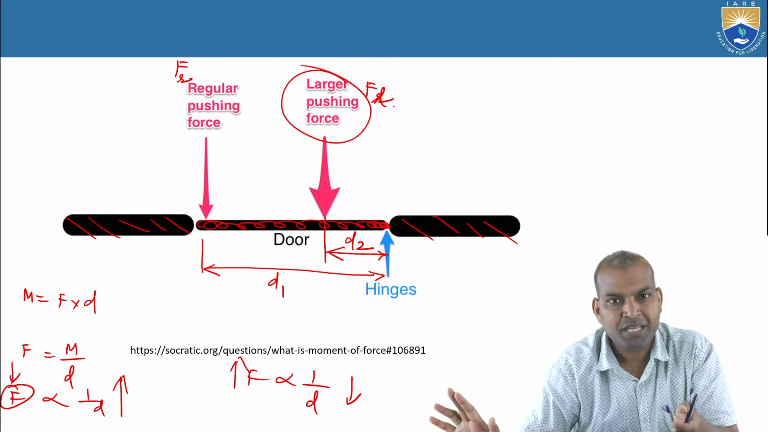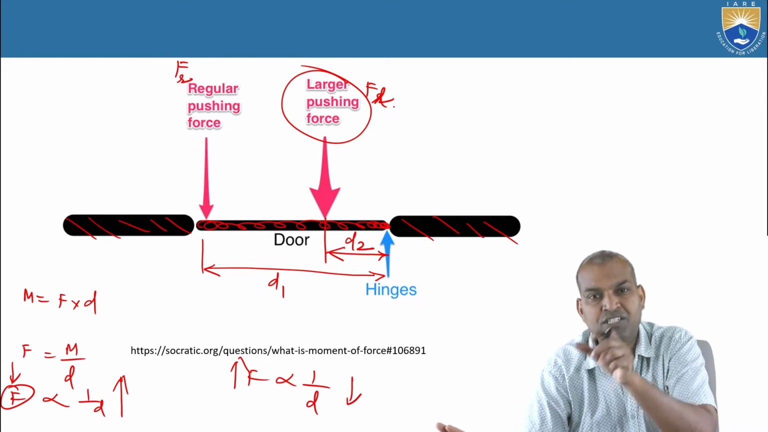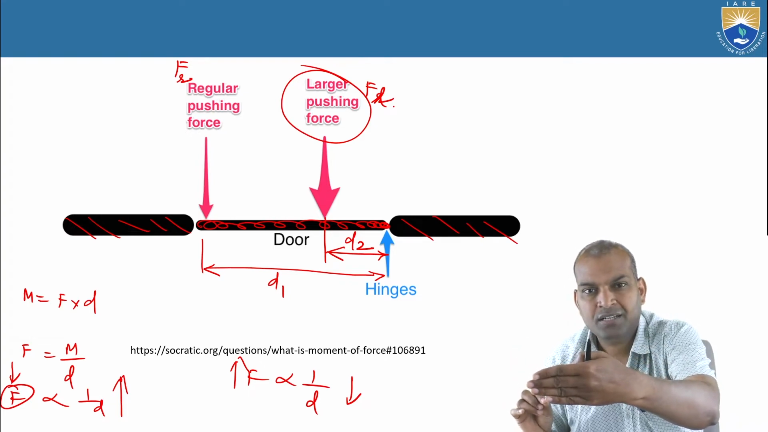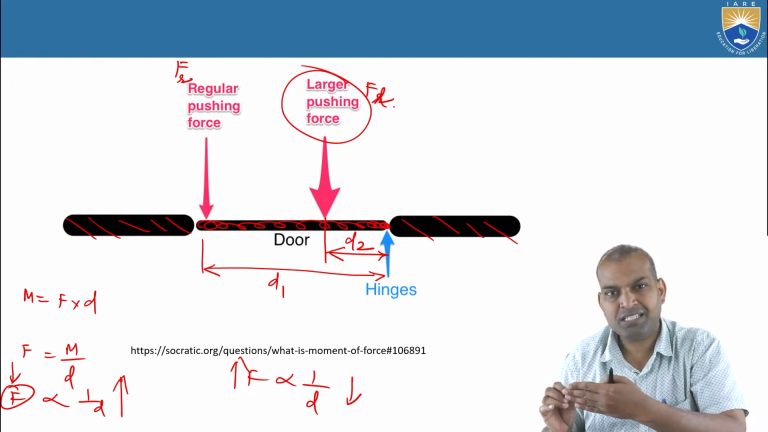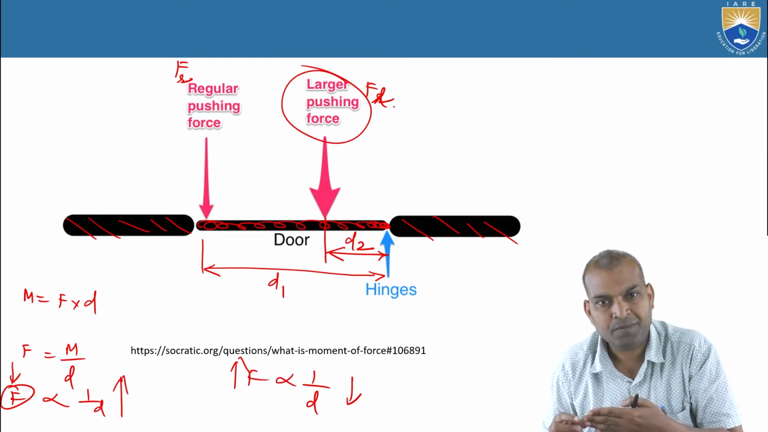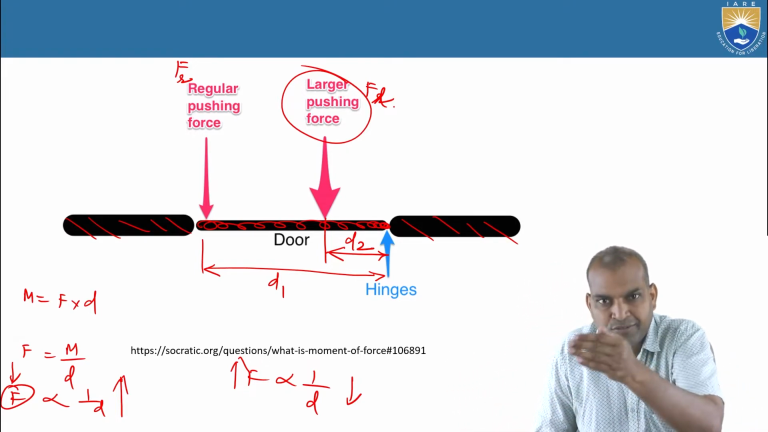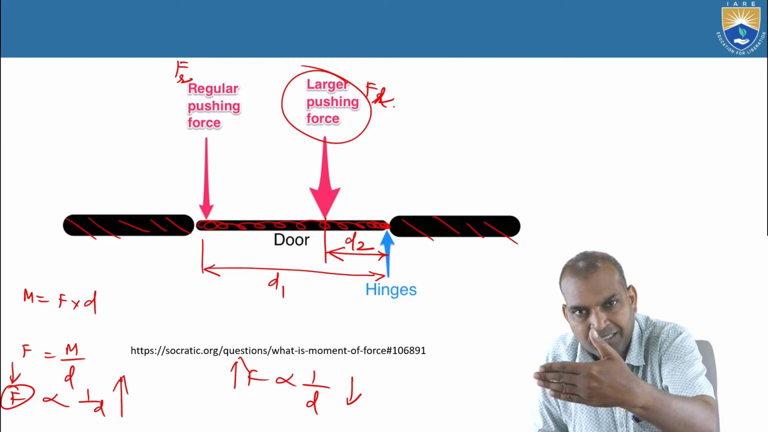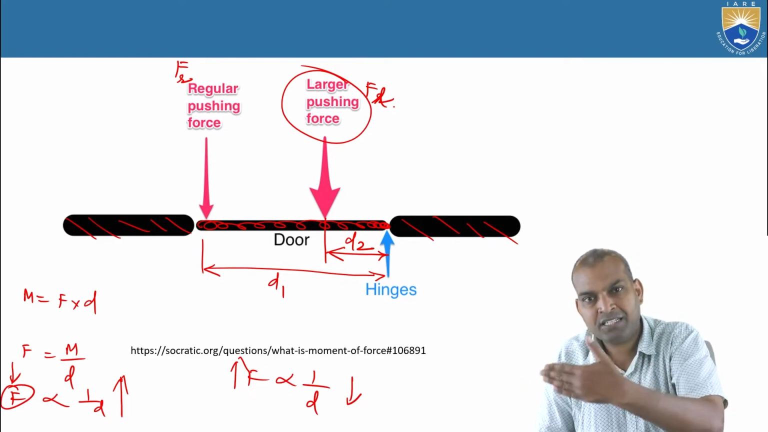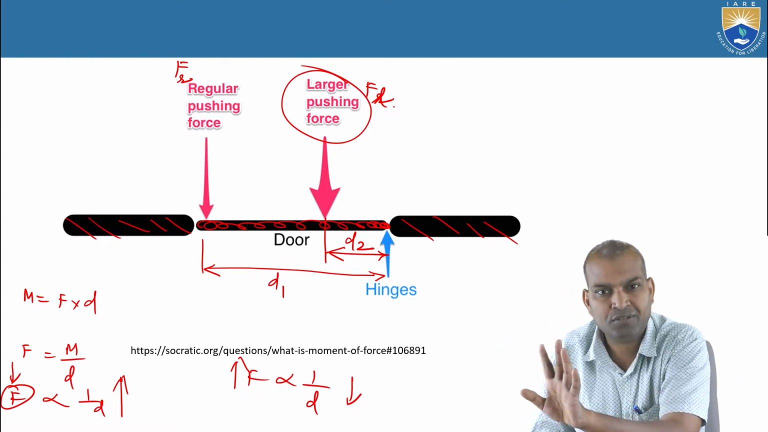What is the concept? F is inversely proportional to D, where D is the perpendicular distance between the action of the force and the pivot. That's why when D increases, F is reduced. The point is that if you want to apply less force to open the door, should we apply it near the pivot, or away from the pivot? So it is better to maintain enough distance such that you can apply less force and open the door.